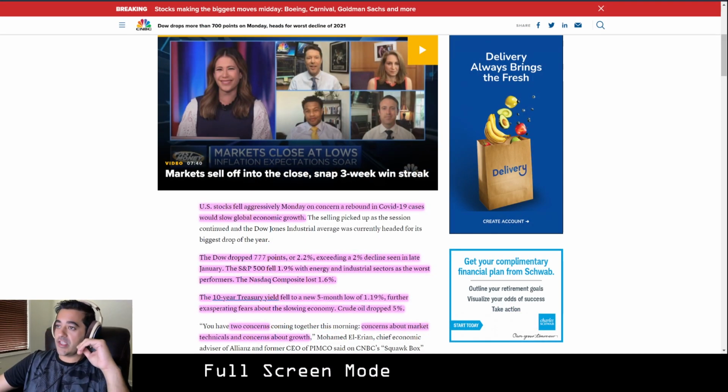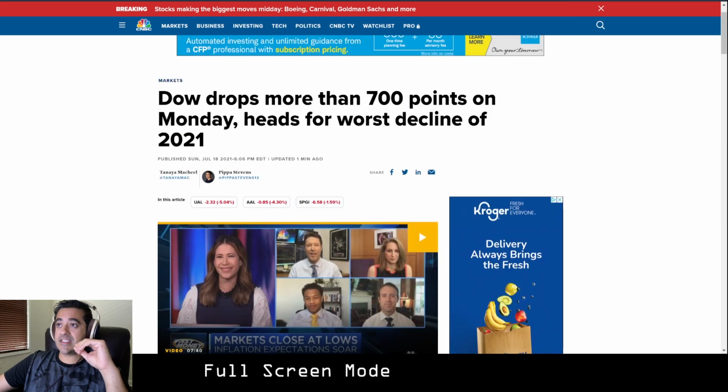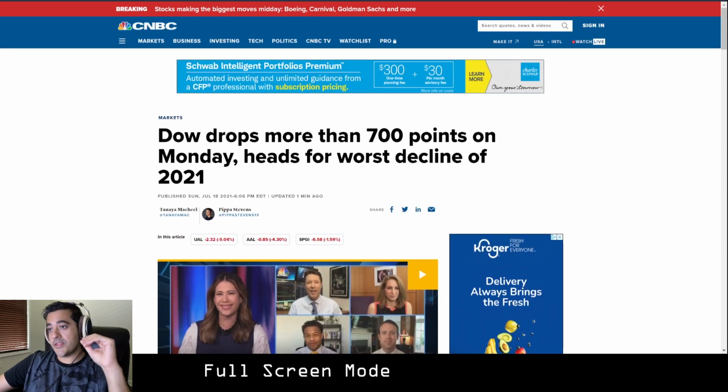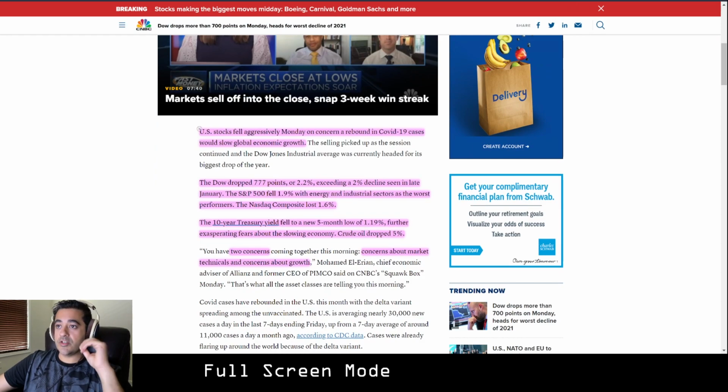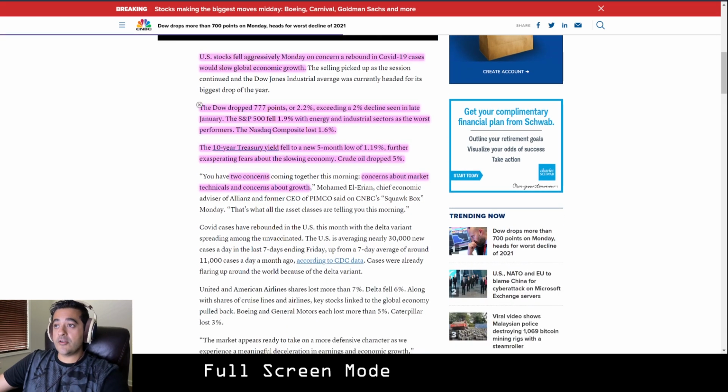This article here tells us that the US stocks fell aggressively this morning. We had 700 points dropped on the Dow Jones Industrial Average. Let's look at a few things on this CNBC article. It says U.S. stocks fell aggressively Monday on concern of a rebound in COVID-19 cases, slowing economic growth. The Dow dropped 777 points or 2.2%, exceeding a 2% decline seen in late January. So this is the largest daily decline we've seen in the Dow Jones Industrial Average this entire year.